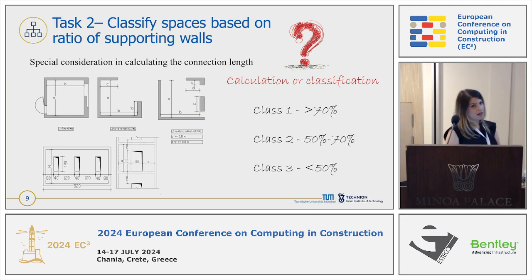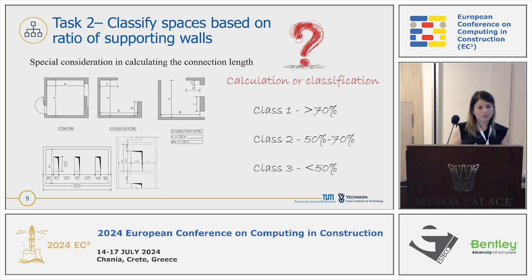The second semantic enrichment task, which we handle in even more detail, is the classification of spaces based on the ratio of supporting walls. As I mentioned before, this is very meaningful information, and today it is performed manually. The problem is that this calculation is very complex, because there are lots of guidelines in the regulations as to how to calculate, but also lots and lots of exceptions.